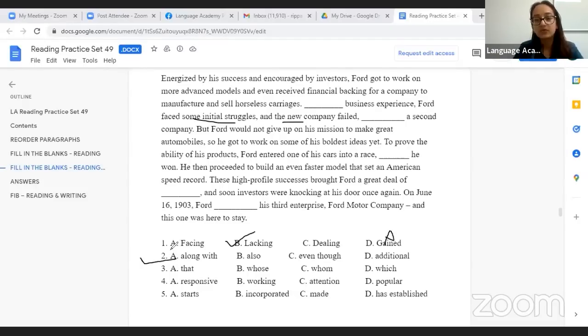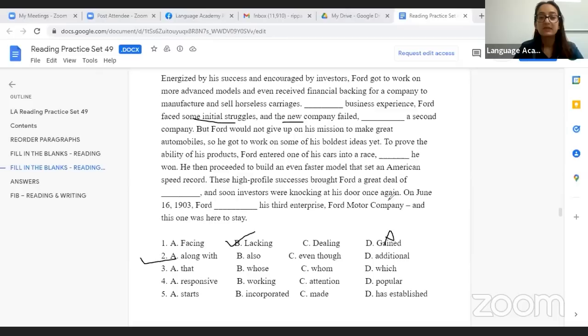second company also failed. But Ford would not give up on his mission to make great automobiles, so he got to work on some of his boldest ideas yet. To prove the ability of his products, Ford entered one of his cars into a race, dash he won.